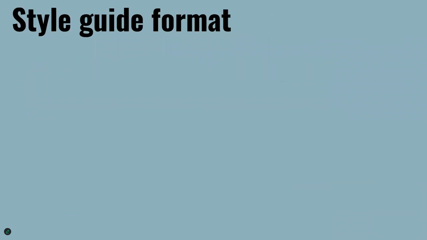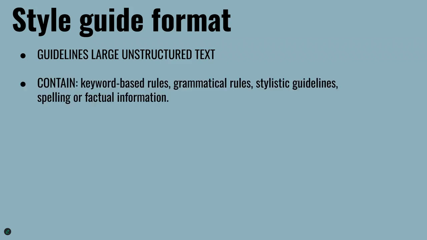Now let's look at the style guide format. Most style guides are key value pairs where the key is a phrase or a topic and the value is a large unstructured text. This unstructured text can contain basically anything. It can contain just keyword-based rules, some grammatical rules, maybe spelling checks, and even factual information. Also, these guidelines will often reference each other. For example, in the guideline for Governor General, it will say, also see guidelines for Attorney General.